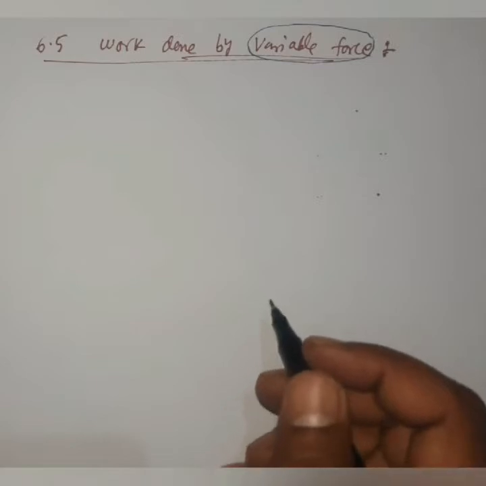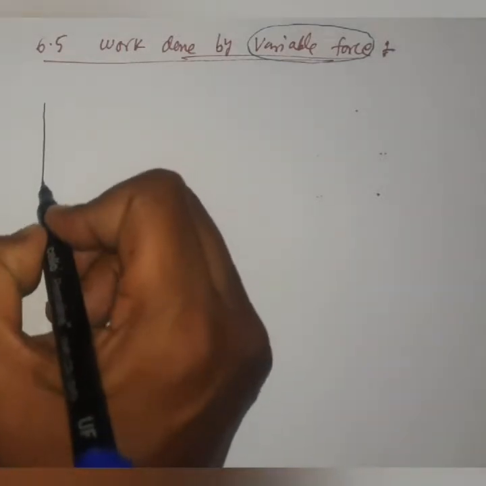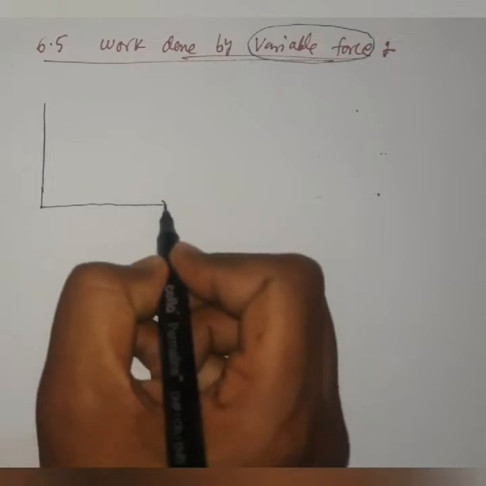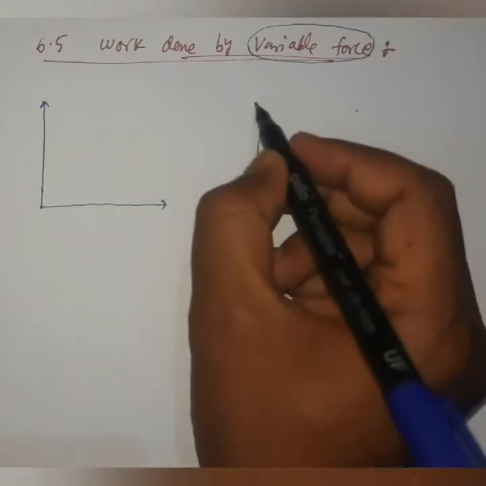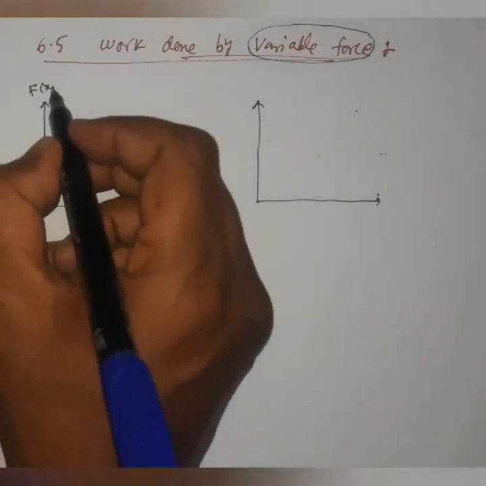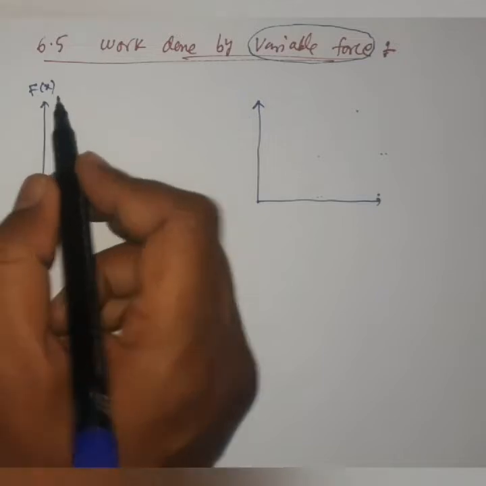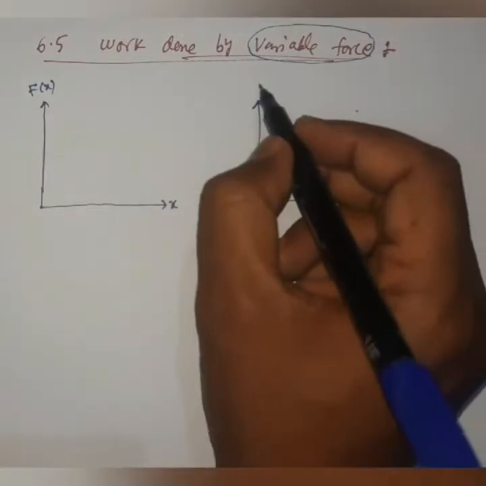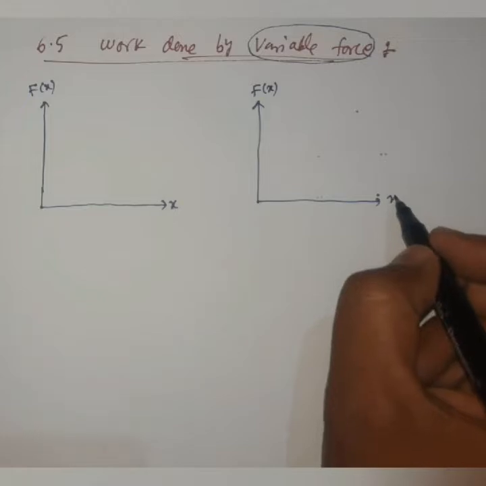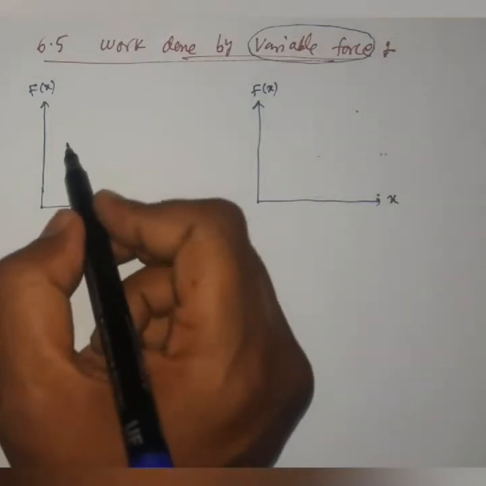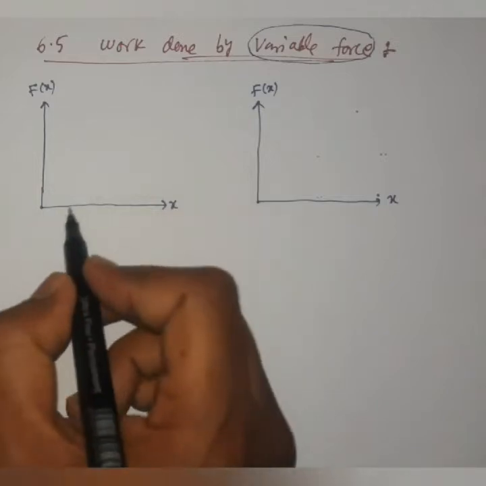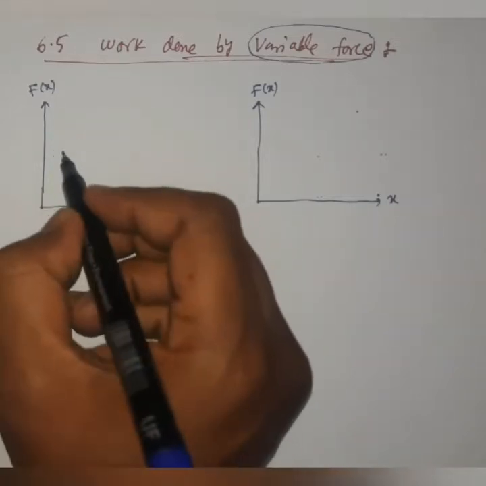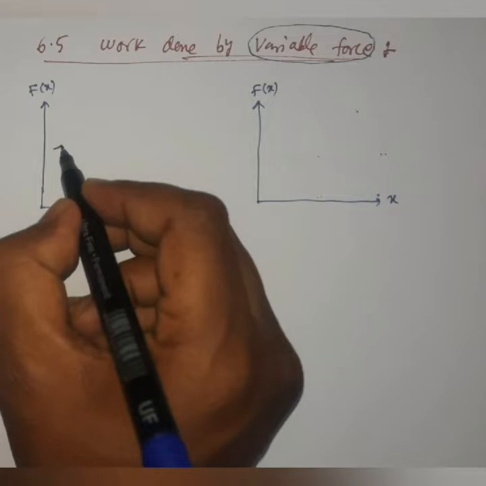Now I am taking the F-x graph for variable force. Here F of x, so the force is varying with respect to x. Here the force is not constant, the force is varying. Force is varying means the force changes with respect to displacement. If the displacement changes, the force also changes. So it is like this.